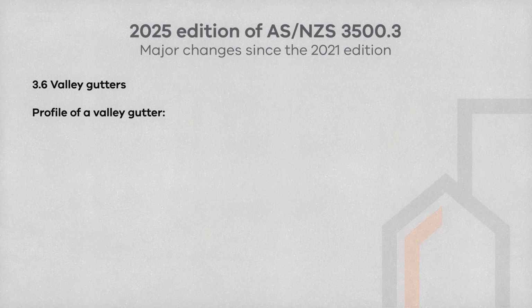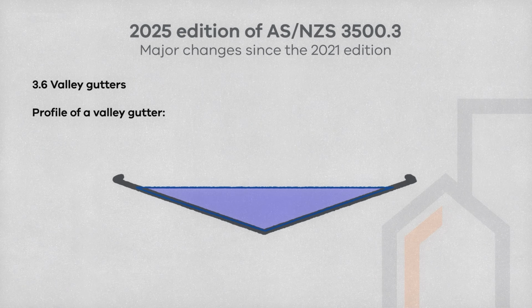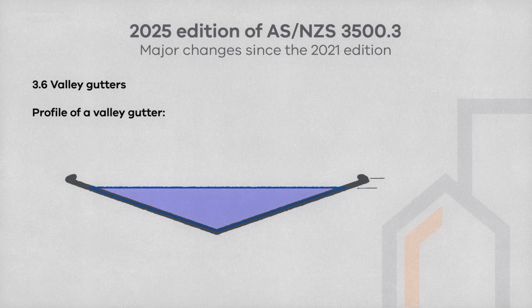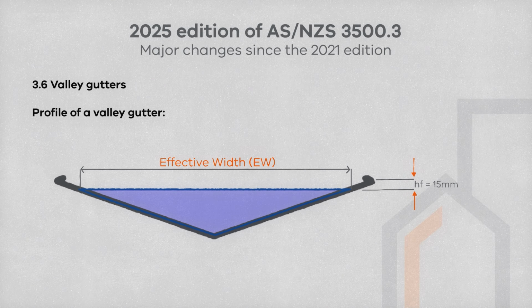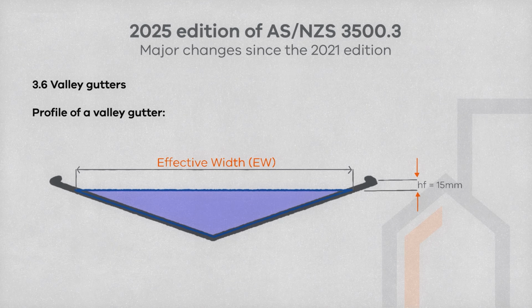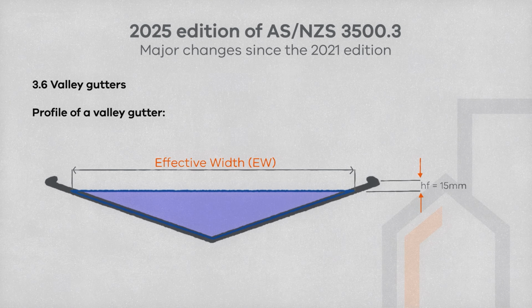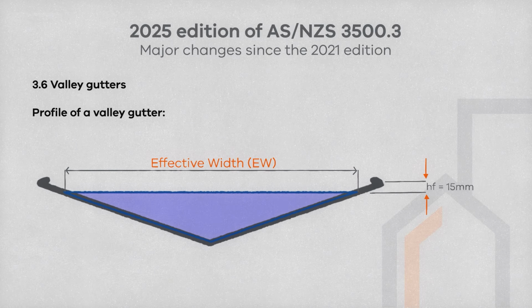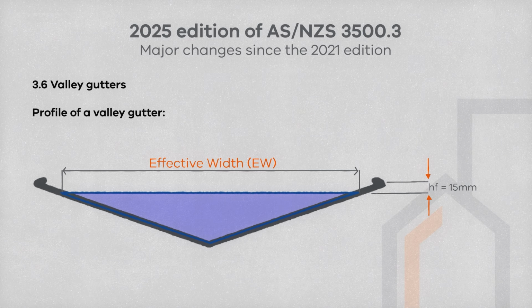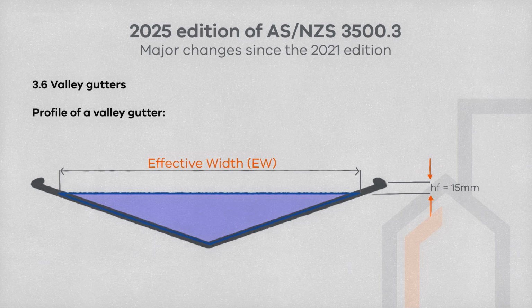To clarify, the term EW refers to the effective width of a valley gutter. It is the portion of the gutter that carries the flow of water below the freeboard level HF. The effective width is measured across the valley gutter at the design flow depth below the freeboard, and it varies depending on the gutter profile and the side angle. The table provided in standard table 3.6.2 was developed based on a freeboard HF of 15 mm.